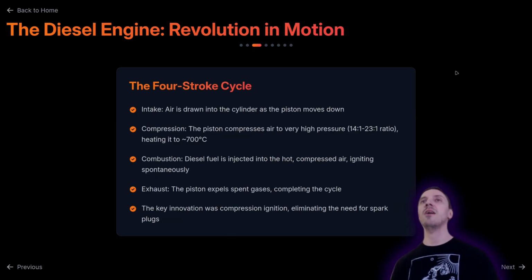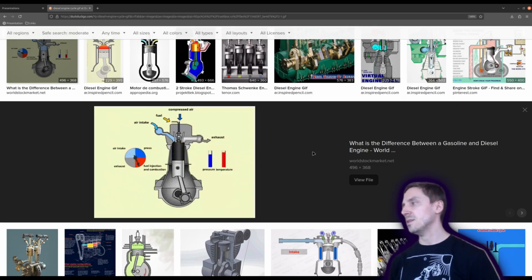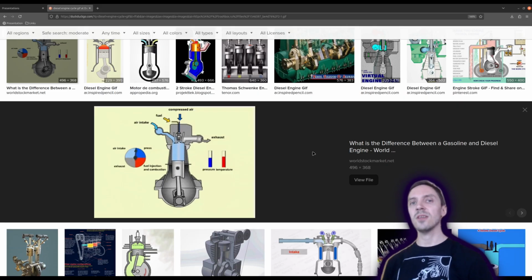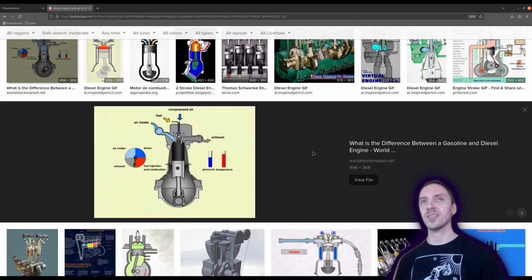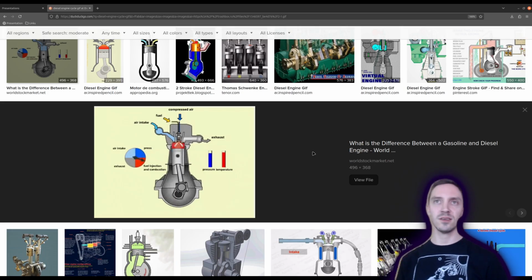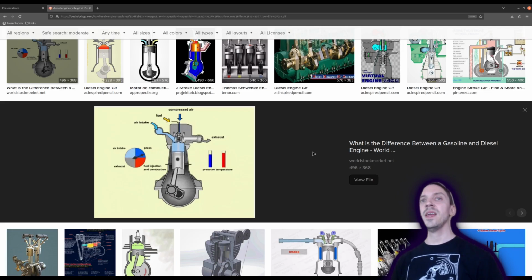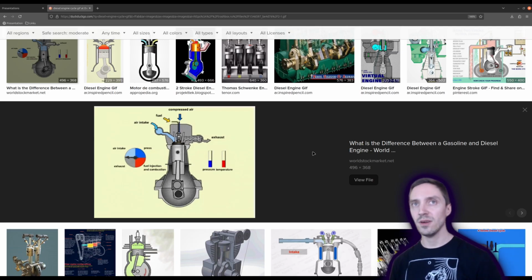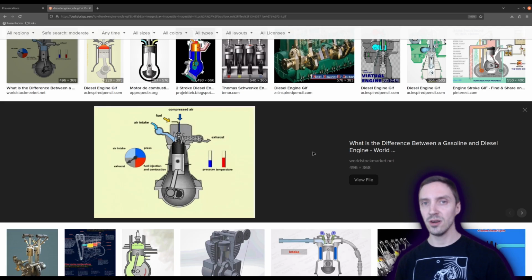Now, this is how a diesel engine actually works. Here's a good animation showing a diesel engine in operation. You can see that it's a 4-part cycle: air intake, compression, fuel injection and combustion, and exhaust. The important thing to recognize is that when the piston compresses the air in the chamber, that is when the fuel is injected and combustion occurs due to adiabatic compression.